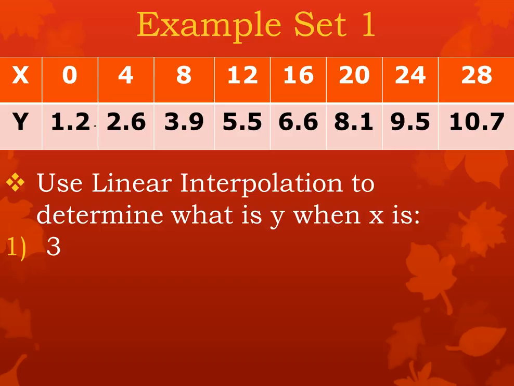Now, how do I use linear interpolation? Well, we're just going to go to the x values that represent the outside ranges of what we want to figure out, and use those two points right there to find the slope of a line, and then use that line to predict what happens when x is 3. So we're going to find the slope of these points right here. So do 2.6 minus 1.2 over 4 minus 0, which is 1.4 over 4, which is 0.35.